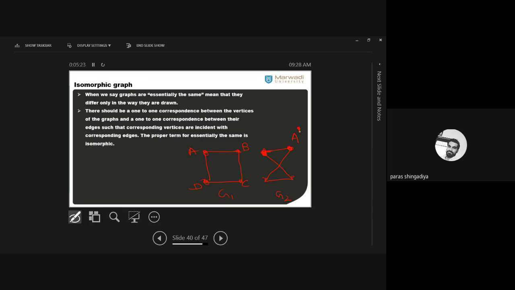Okay, so all 4 vertices have degree 2. You can consider any vertex as the image of A. Okay, and I consider this place as the image of A, that is A dash. Clear? That is A dash.